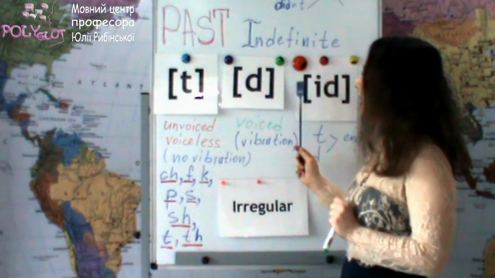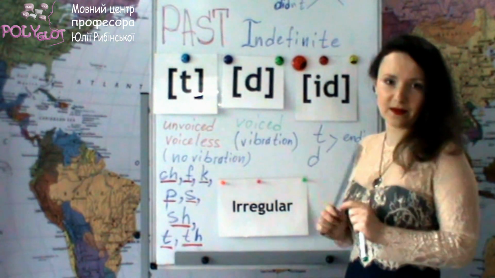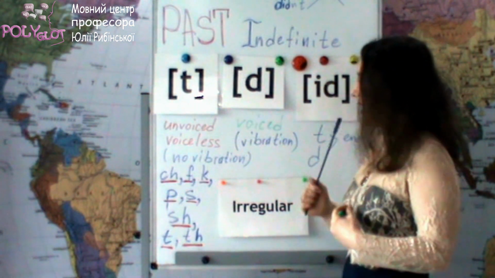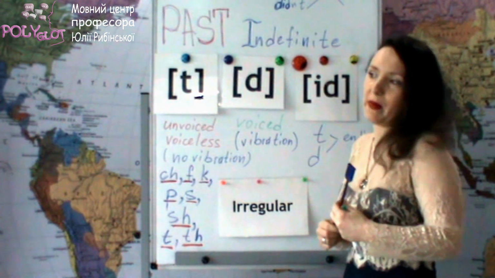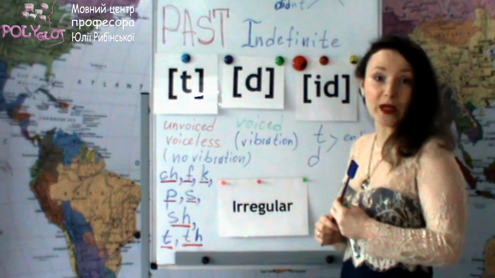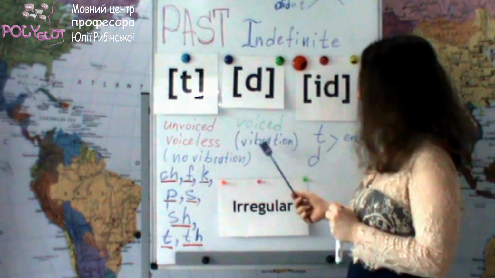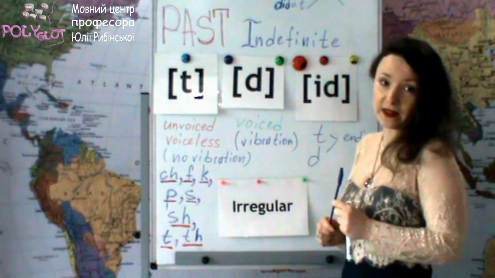Next, if we have voiced consonants, which means we have kind of vibration, you can tell them to use the method of exception. If these are not those sounds, then they are, of course, voiced.